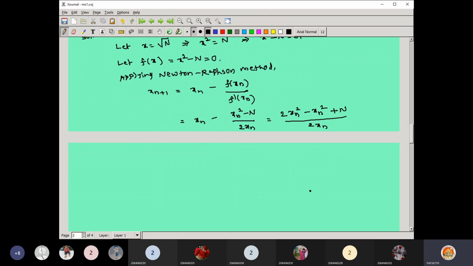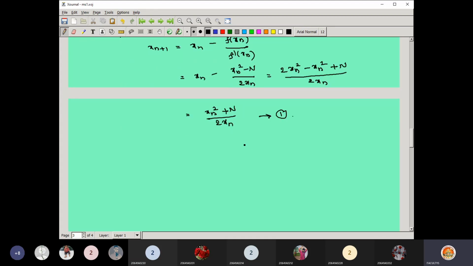So this you can write as the final simplification. It is x n square plus capital N divided by 2 x n. This I am making as the derived formula by Newton-Raphson method to calculate the square root of a number. Now after getting that particular formula, asking to calculate square root of 10. So I am just supposing that special case. So there you are using the special case.